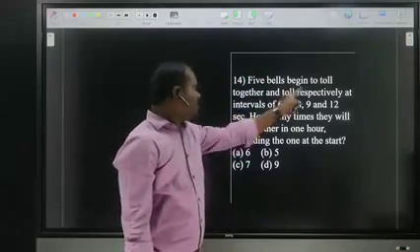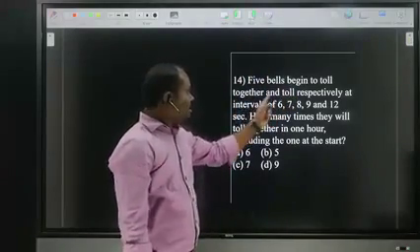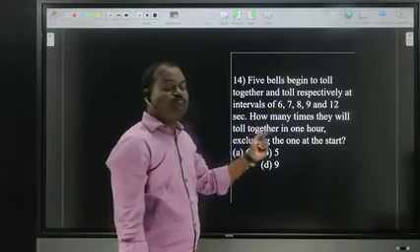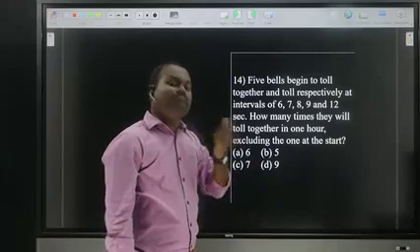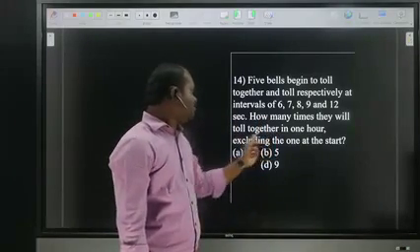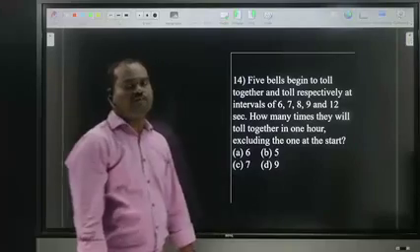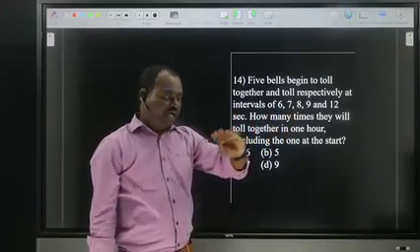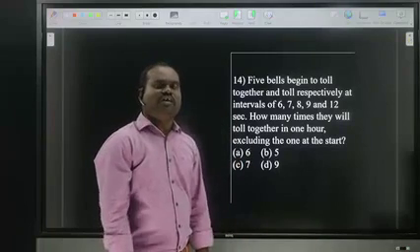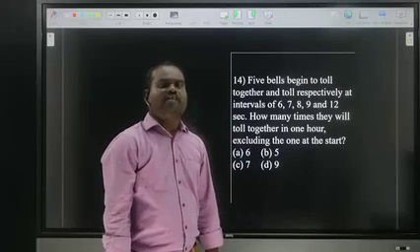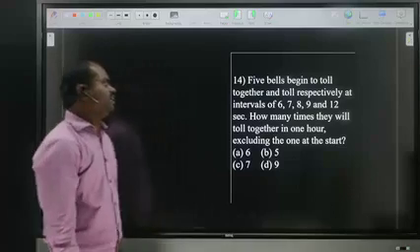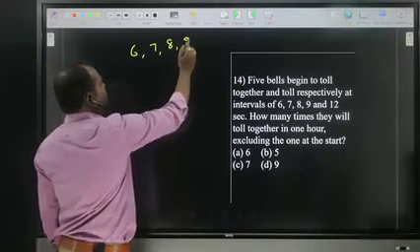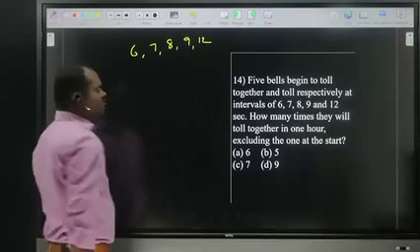Five bells begin to toll together and toll respectively at intervals of 6, 7, 8, 9, 12 seconds. How many times will they toll together in 1 hour, excluding the one at the start? The first bell rings every 6, the second every 7, then 8, 9, 12. First of all, by finding the LCM, you know at what time they will ring together.